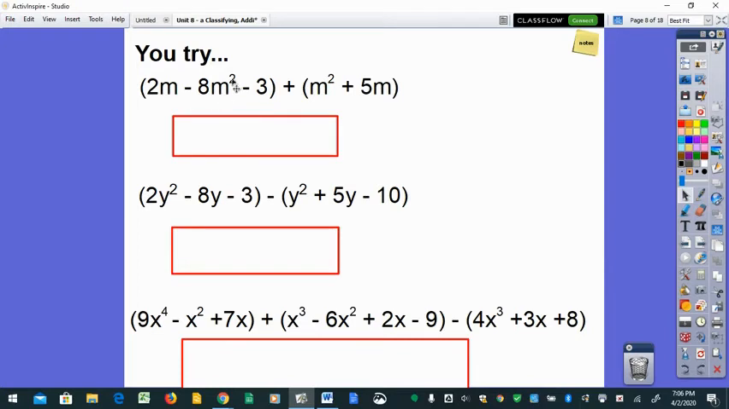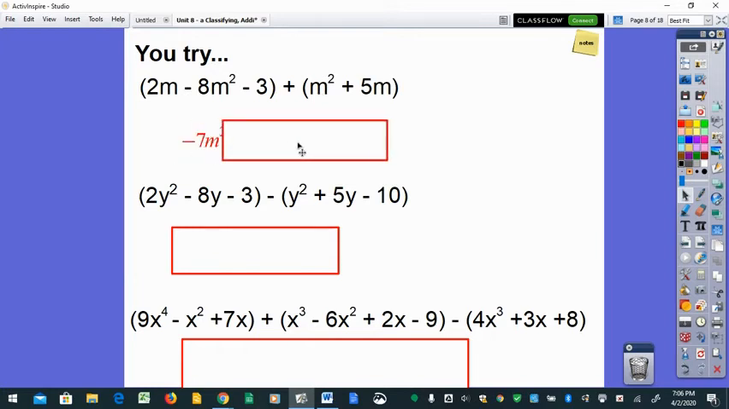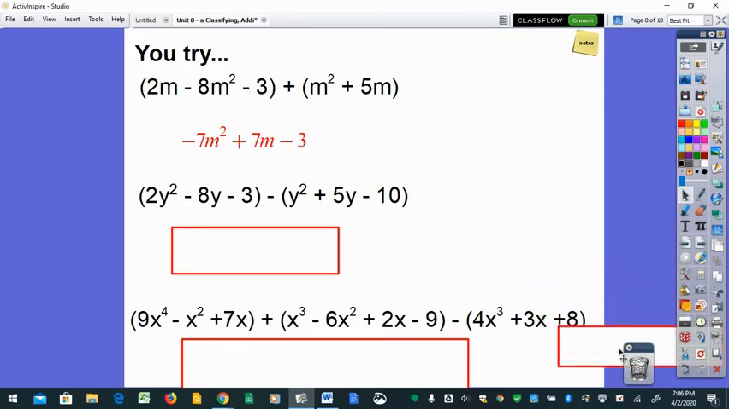The first thing I'm going to do is grab that negative 8m squared and add an m squared to it. So did you get negative 7m squared? Then I'm going to go to the 2m, adding a 5m and getting a plus 7m. And then the minus 3 is just hanging out by himself. And that's in standard form because I started with the highest exponent.